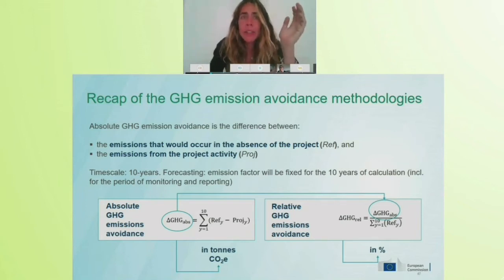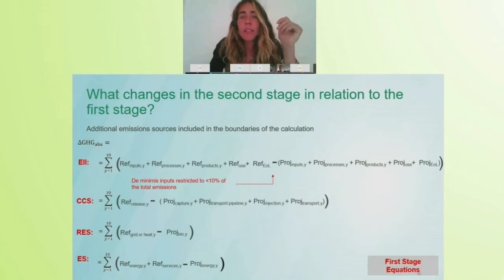Next slide, please. So the difference is that in the second stage, some of the project emissions that could be disregarded in the first stage will have to be included in the calculations. Here you have the equations for the different sectors that you applied in the first stage, and I assume that you are now very familiar with those. So I won't go through each of these parameters. Instead, I will focus on what changed in the second stage.